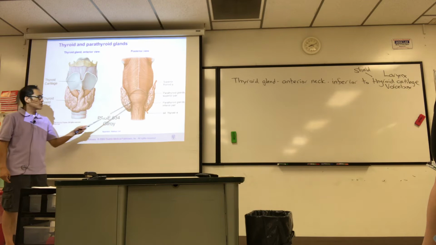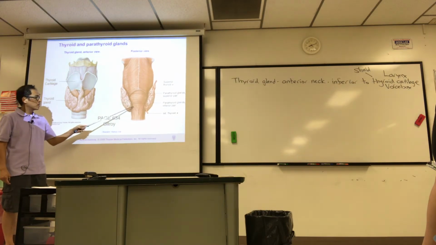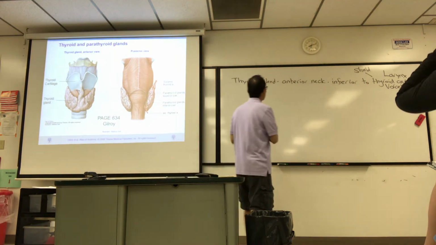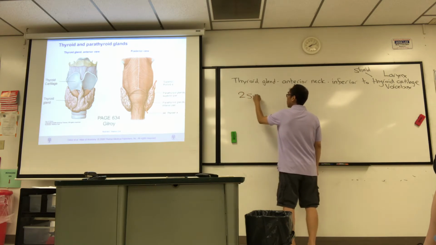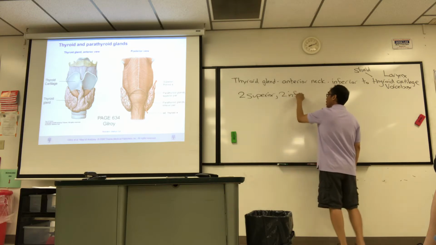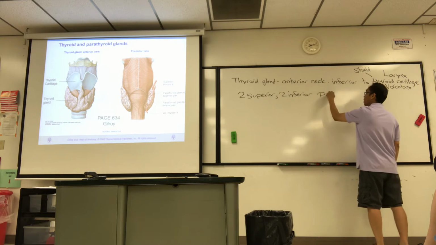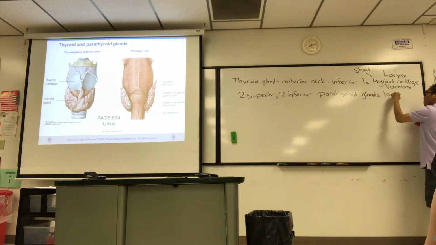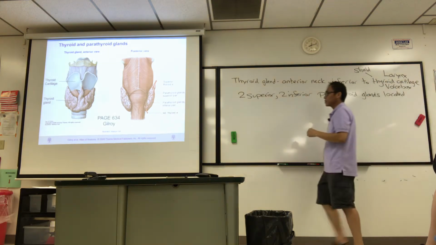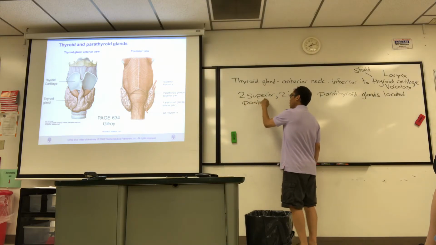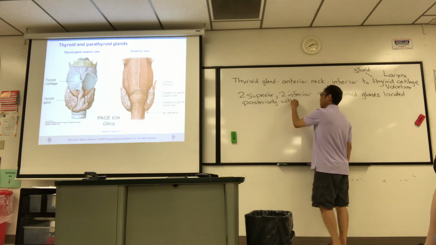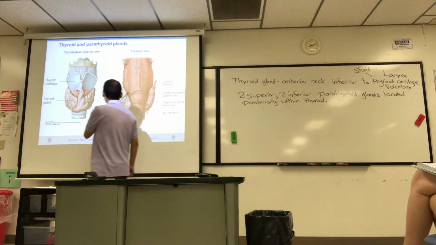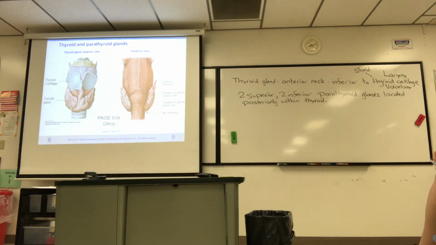But this is the gland from the posterior view, and these two paired nodules here and these two paired nodules here, I guess you have an inferior pair and a superior pair. Those four are the parathyroid glands. Two superior, two inferior parathyroid glands, located posteriorly on the thyroid. They're like within it. I mean, they're different glands, but they are located within it. Now, we looked at this under the microscope the last time.